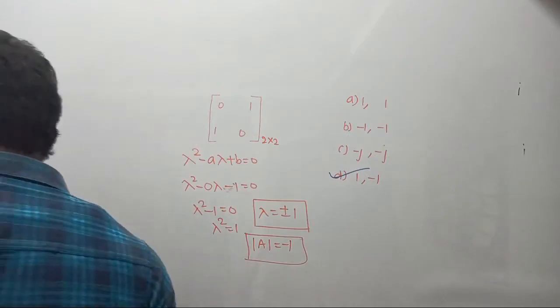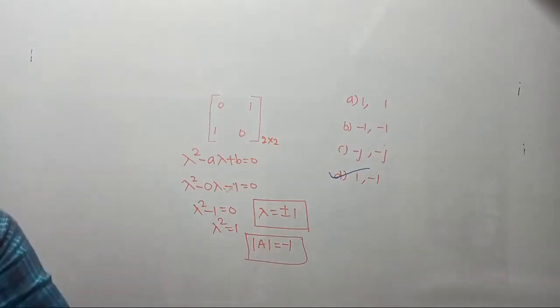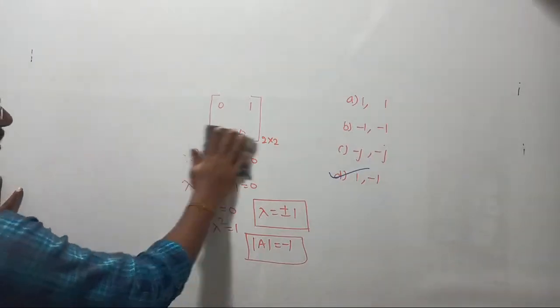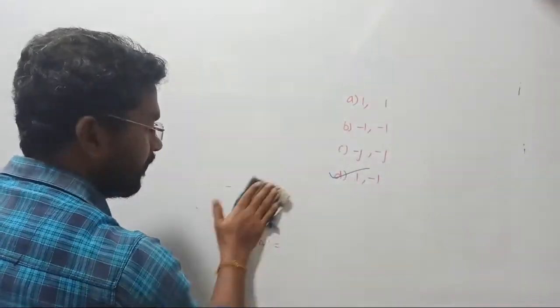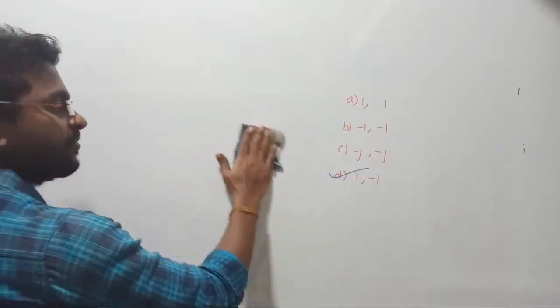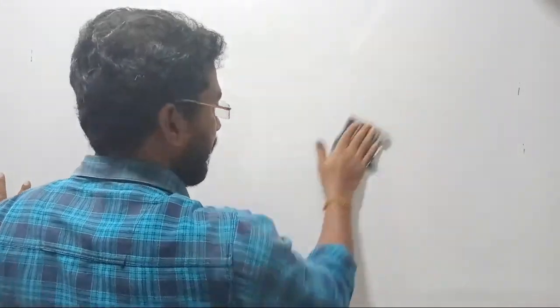Next, for the given matrix, find the sum of eigenvalues of the matrix. Please write down the question. The question is: the sum of the eigenvalues of the matrix is what?